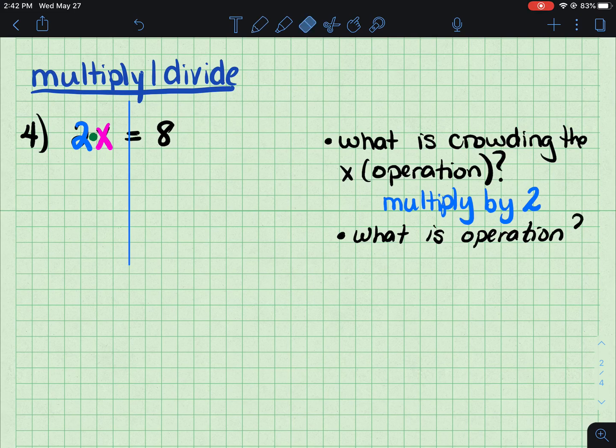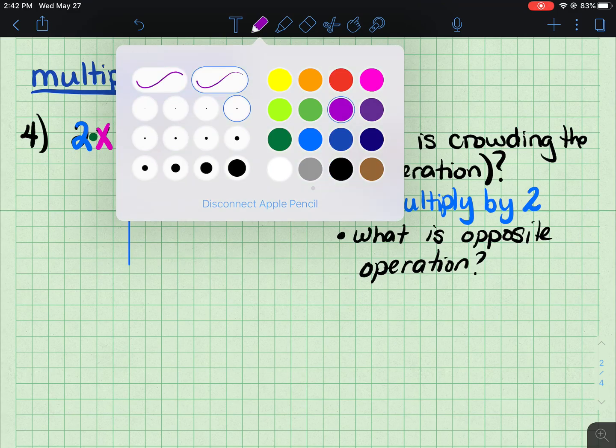Oh, I put operation. I forgot to put opposite. Opposite operation. In this case, it's going to be divide by 2.